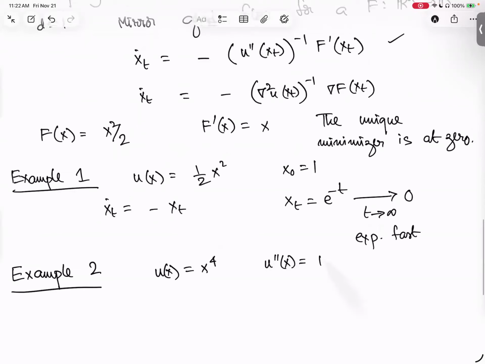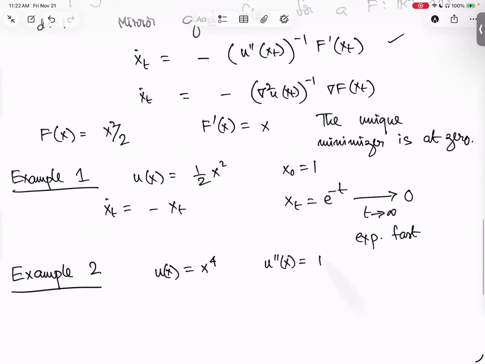So are we minimizing u? No, I'm minimizing f. F is x squared over 2. At every example, I'm minimizing f of x is x squared over 2. Got it. U is generating the geometry. It's how we're distorting the space. Got it. Oh, I'm distorting the space.